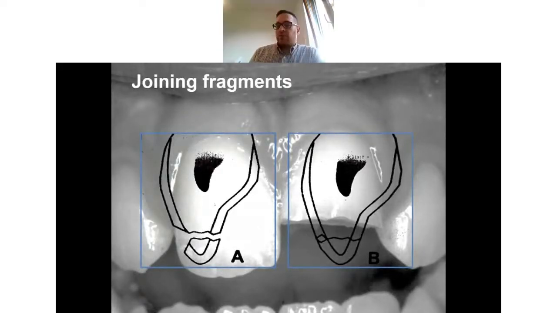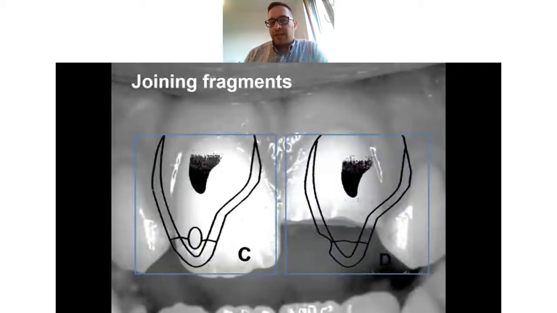Another option, as you can see in B, is to make a V-shape inside of enamel. This is really difficult to make because in order to make such a V-shape, you need to be really careful not to touch anything else. And also the transparency is an issue again.